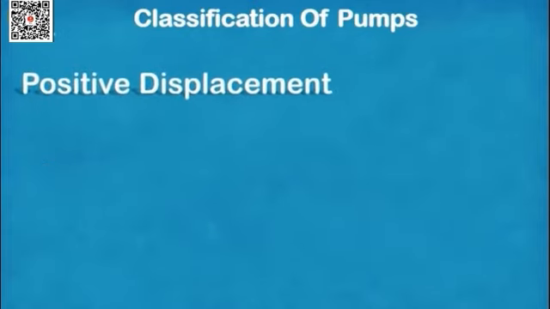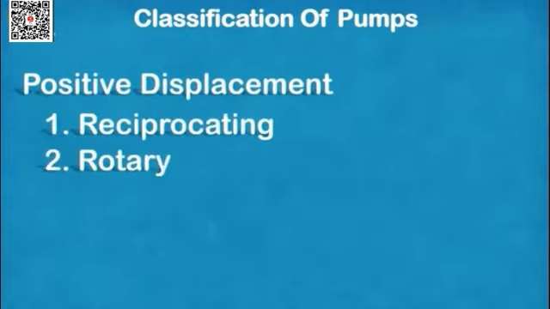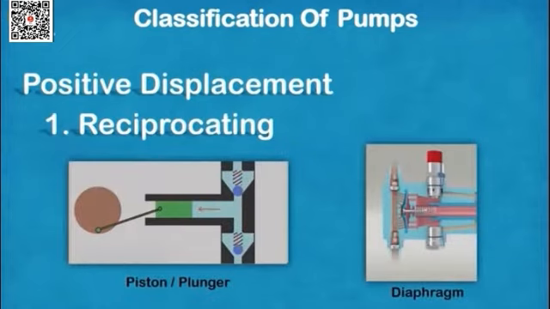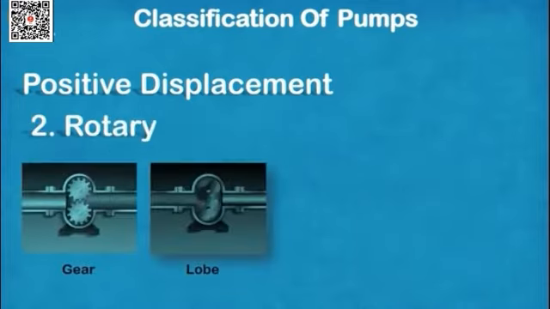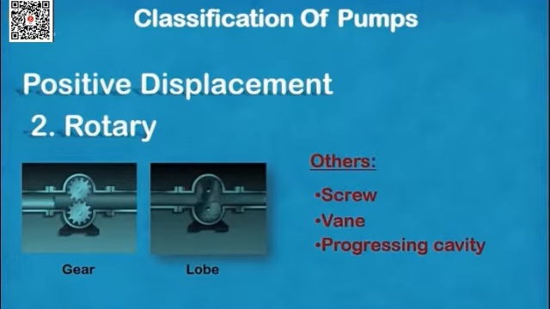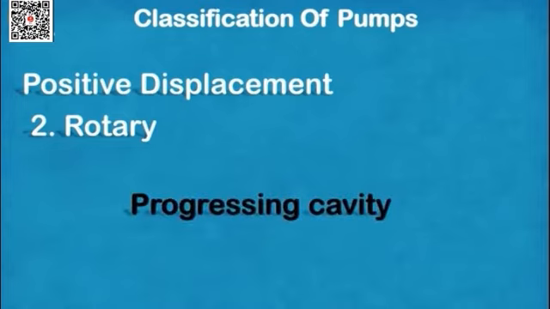Positive displacement pumps are divided into two broad classifications: reciprocating and rotary pumps. For reciprocating pumps, the reciprocating action of the pump causes a plunger or piston or diaphragm to move back and forward, which in turn causes the liquid to flow into and out of the pump. For rotary pumps, liquid is drawn into the suction nozzle through a set of gears or lobes. Here you can see an animation of how the liquid is pushed out through the discharge nozzle. Other commonly used rotary pump types are screw, vane, and progressing cavity. In this video, we will discuss the progressive cavity pump.